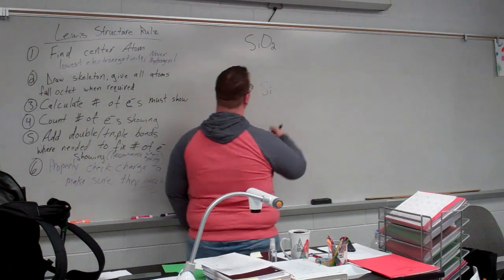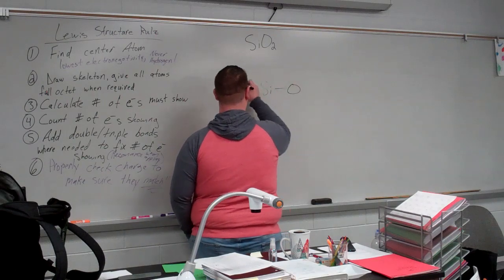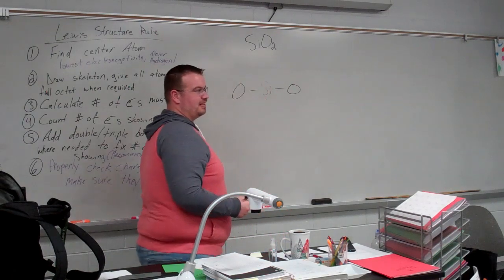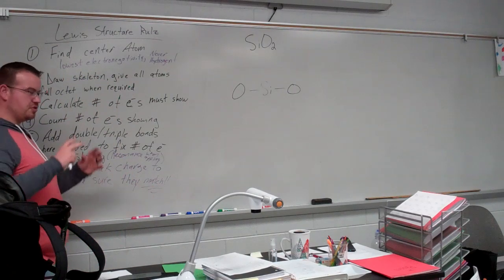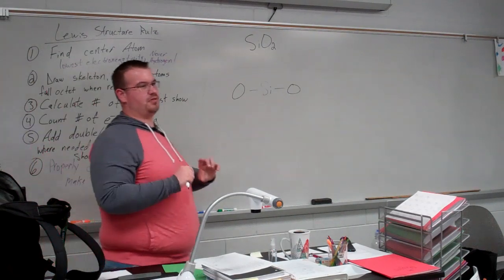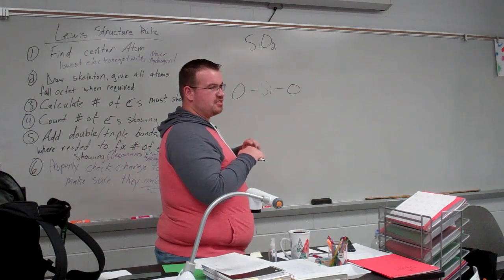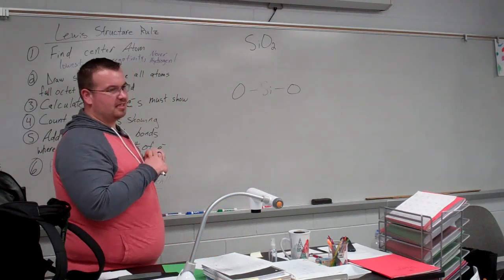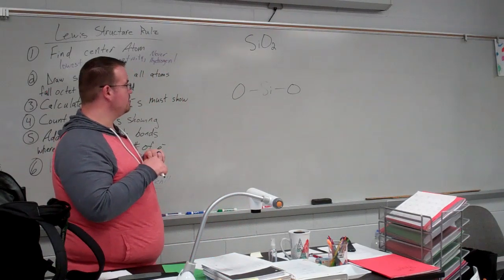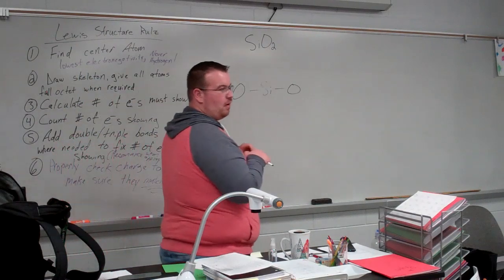So we're going to draw a skeleton. We've got 2 oxygens. That's how you draw a skeleton. It's like the skeleton of the Lewis structure. It's O dash that thing dash O. It's all the atoms bonded together. Sometimes it depends how many things you've got bonded to.